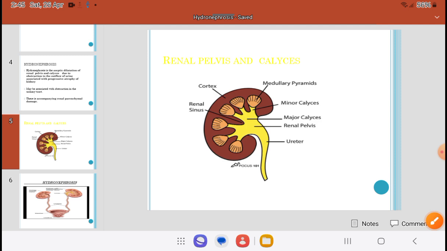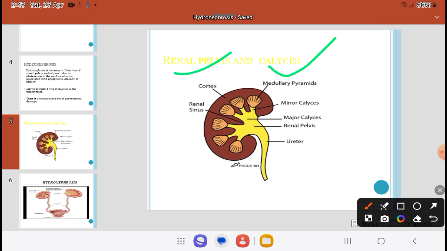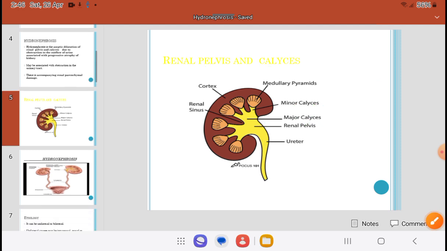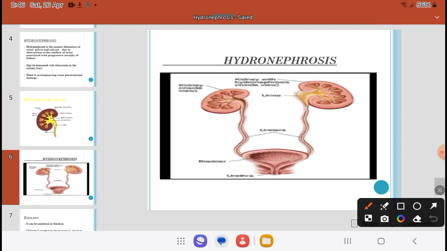This is a normal renal pelvis and calyx in the human kidney. This is a minor calyx and this is a major calyx, and this is the renal pelvis. This is the normal structure of the kidney in a normal person. But in patients with hydronephrosis, aseptic dilation of the renal pelvis and calyx is seen. We can also see that.